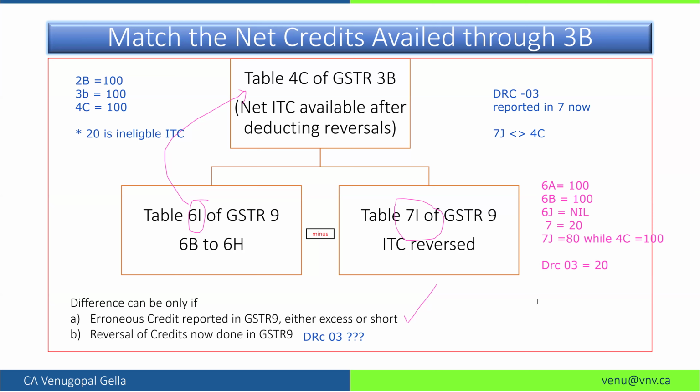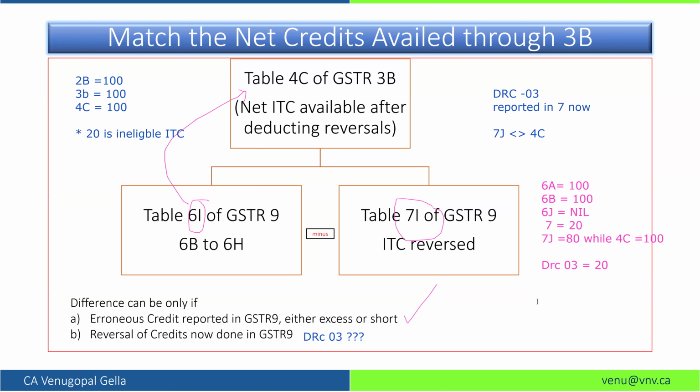Whatever is the ITC, that example, another example which I have taken, here, books is showing 100, 2B is 80, 3B is 80, no problem. When it goes to GSTR 9, I will be going with the 2B of that 80. But when it comes to 9C, I will show 100 and I will say this 20, I have availed it in the next year and I will reduce it from my 12.